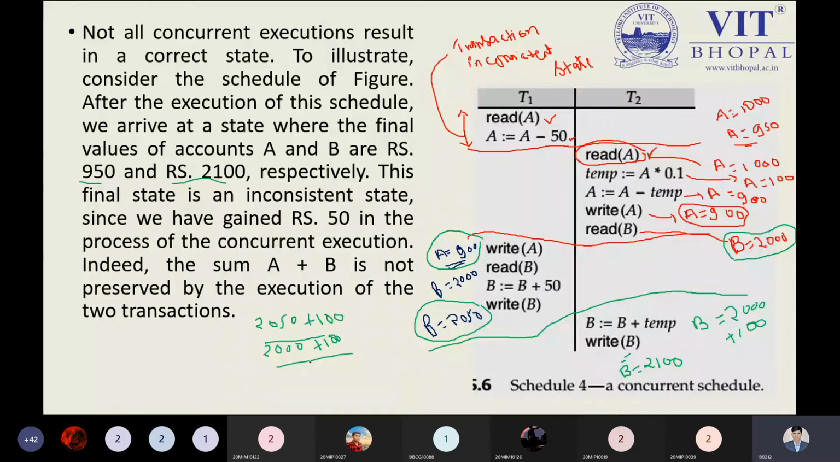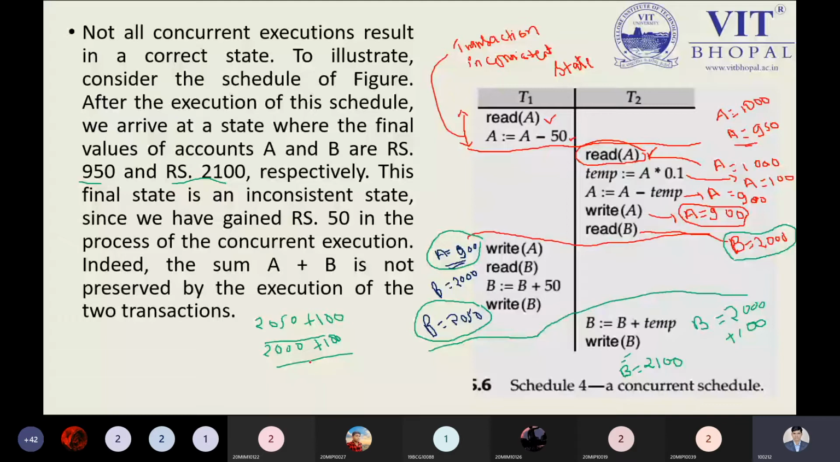Now after jumping to transaction T1, what is the next instruction? We have the write A. From this write A, you have to observe what is the previous value of A. You should keep in mind, sir, in this transaction T1, we observed it should be 1000, and after reading, 950, so right after performing the write A operation, it should be 950.